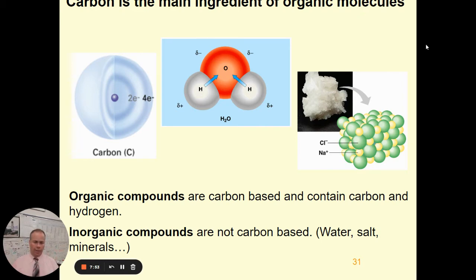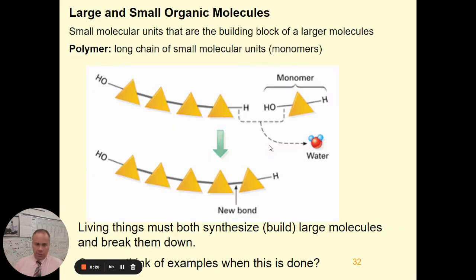Okay? And we have two terms that we use for different types of compounds, organic and inorganic. Organic compounds contain carbon and hydrogen. Inorganic compounds are missing one of those two. So for example, water, H2O. Water is inorganic. It has hydrogen, but it's missing carbon. Salt, NaCl. It doesn't have either carbon or hydrogen. It is inorganic. Glucose, C6H12O6, is organic. It has both carbon and hydrogen.